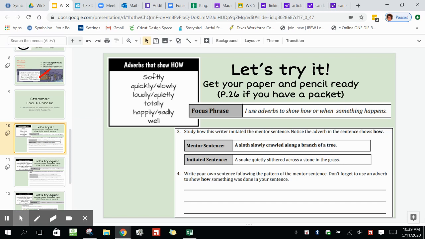And what we're going to do is we're going to go back and review the mentor sentence. A sloth slowly crawled along a branch of a tree. The sloth slowly crawled along a branch of a tree. We've already talked about, we're looking at modifying the verb. The verb was crawled. How did he crawl? Slowly. So then they did an imitated sentence. They wrote another sentence in the same manner. A snake quietly slithered across a stone in the grass. What is the verb? In this case, the verb is slithered. How did he slither? Quietly.